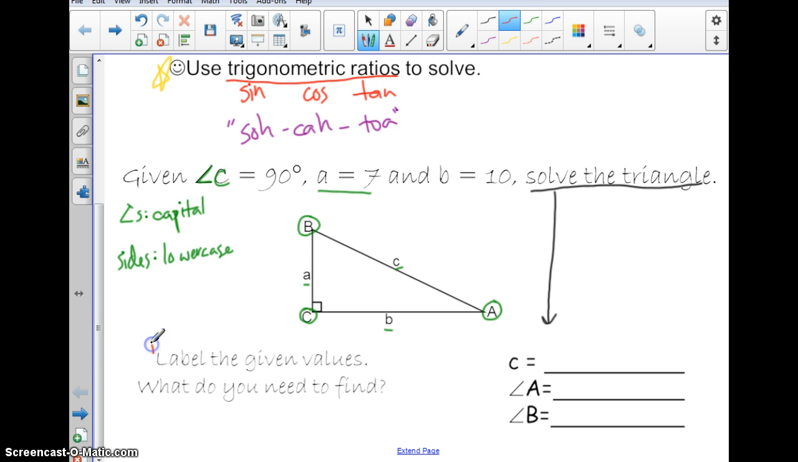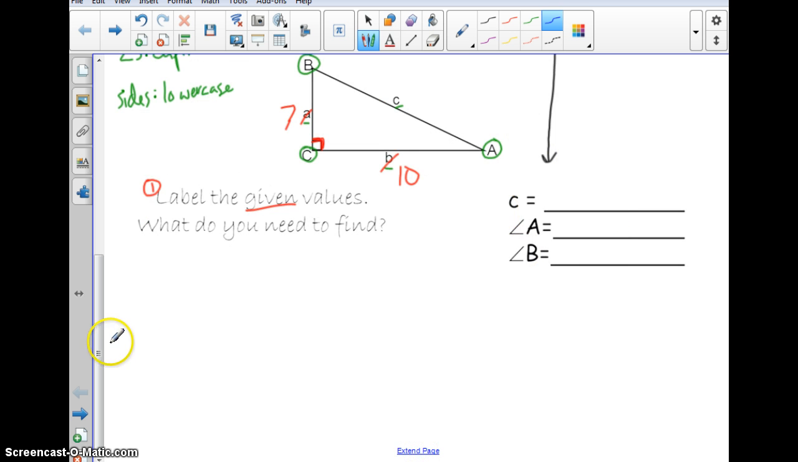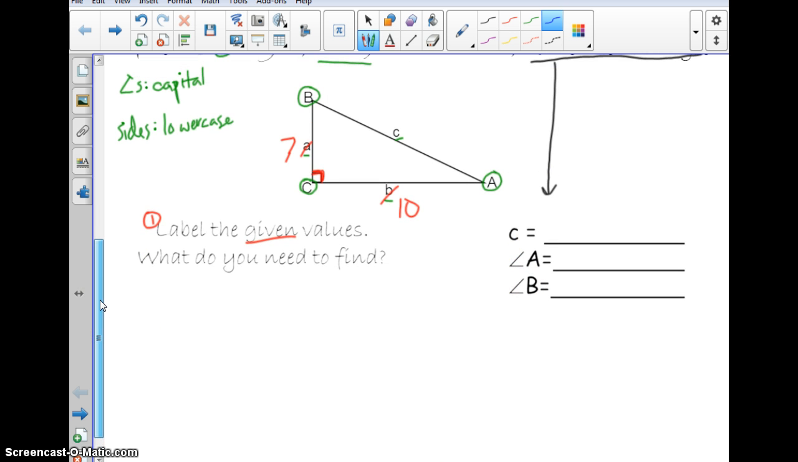So the first thing we want to do is label our given values. I want to label this angle as 90 degrees, side A is 7, and side B is 10. That looks kind of like a 2, so let me make it more like a 7. There we go. All right. And so I want to find the other parts of my triangle. I need to find side C and angles A and B. Notice that's what's listed here on the right for us to find. So one of the things I can use, notice I have two sides and one angle to start with. So if I have two sides, I can use the Pythagorean theorem to find the third side.